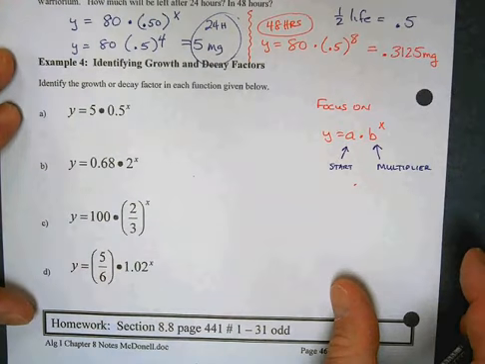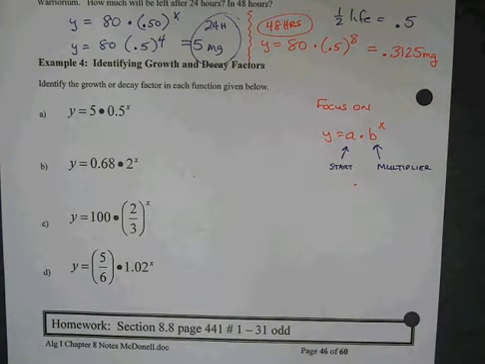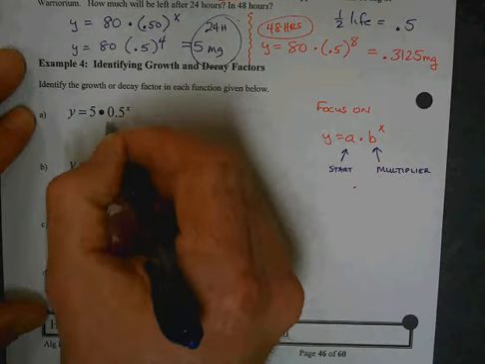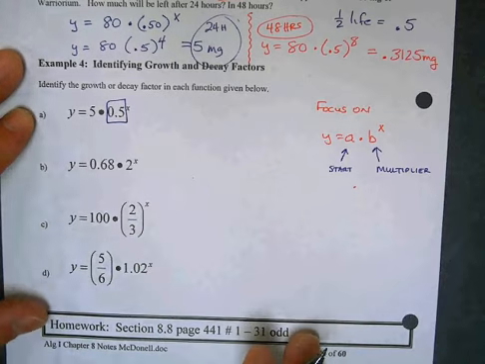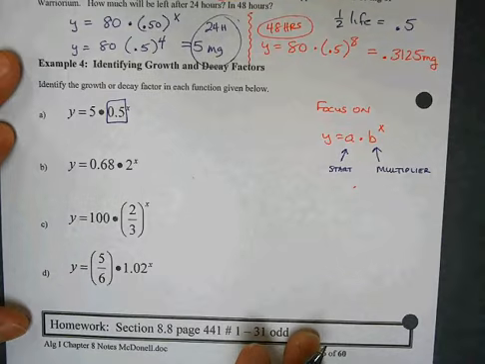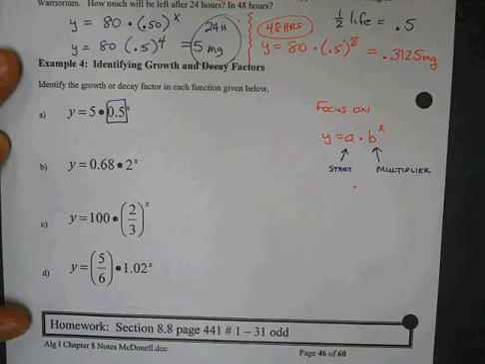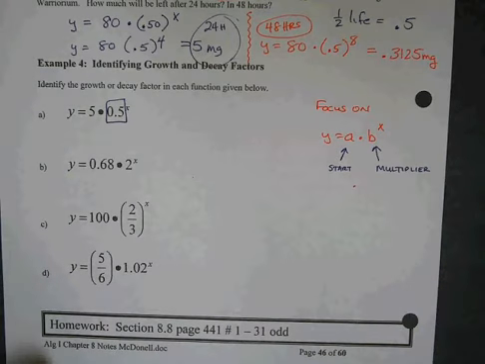Now, in terms of growth and decay, am I going to focus on the starting point or the multiplier? The starting point makes no difference, right? Whether it's growth or decay, that's all based on the multiplier, that B. So let's look at this first one. See that 0.5? That's the multiplier. Do you think this thing is going to grow or decay? It's going to decay. Let me show you what this looks like.